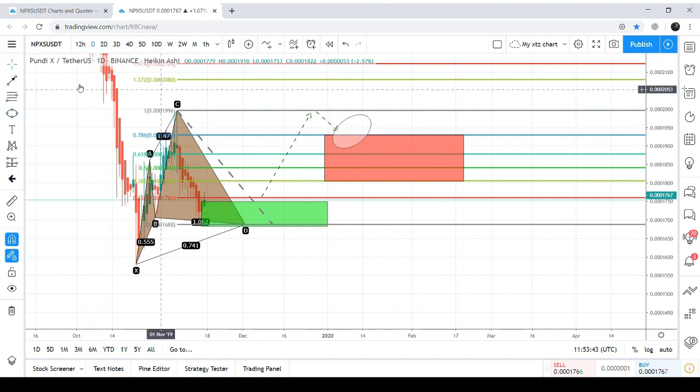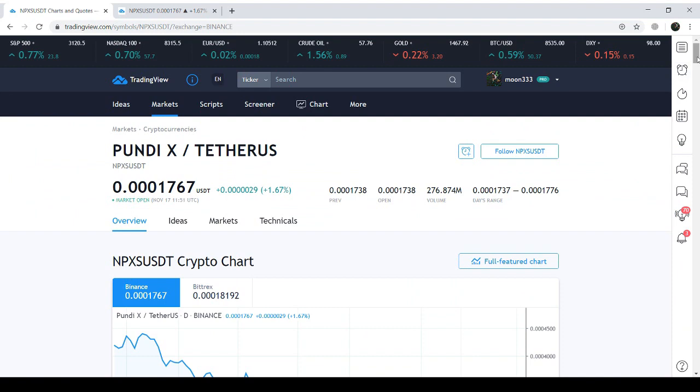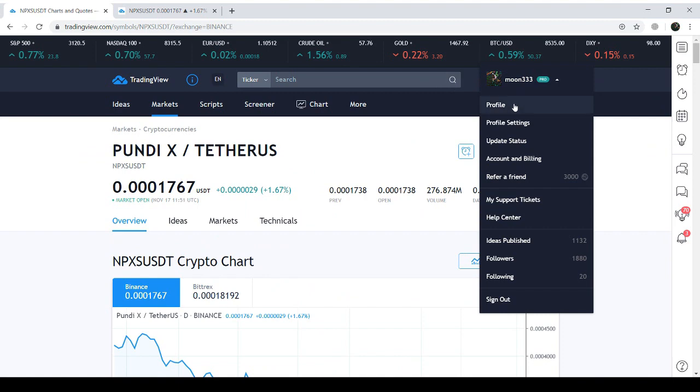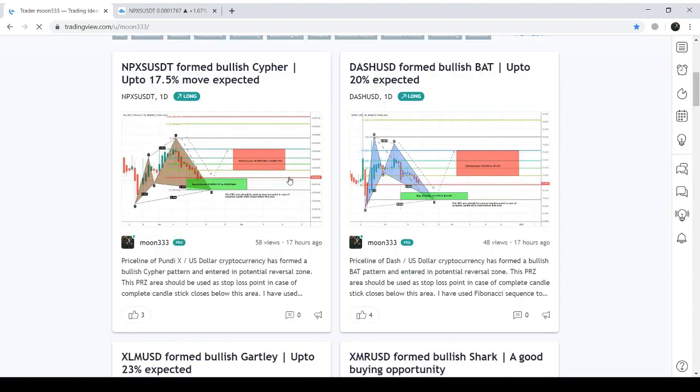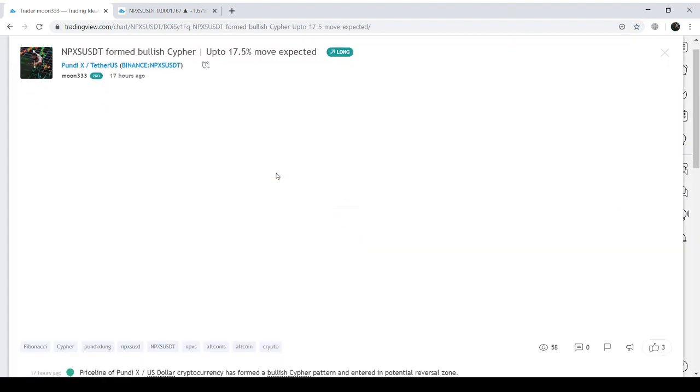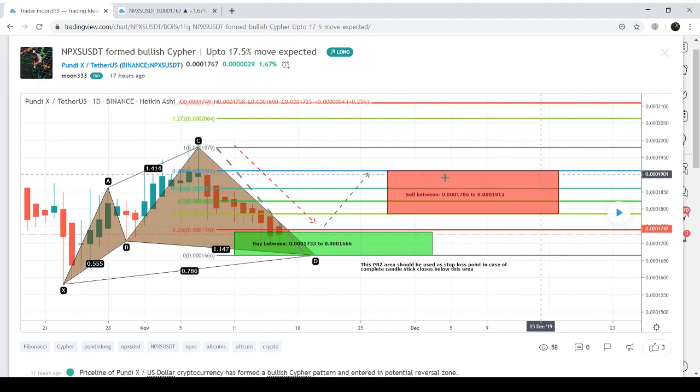Now let me take you to my published chart, the latest chart of the NPXS. This is the chart I published yesterday, the NPXS US dollar. So for the safer side, as per Fibonacci retracement, I have set these targets. You can buy here and sell in this area, or you can also wait for the price action to close above this level, and you can catch the more powerful bull rally. So this is the idea of NPXS.